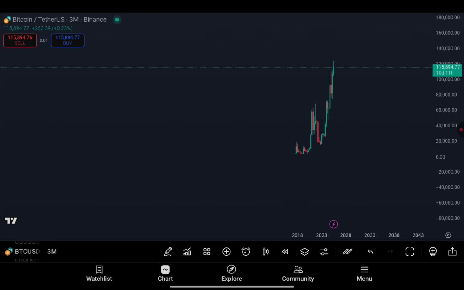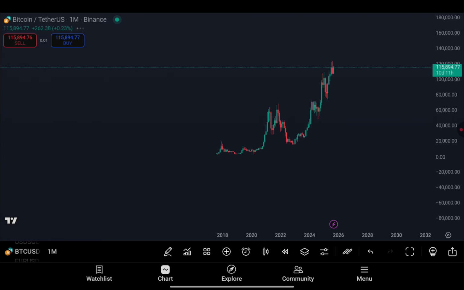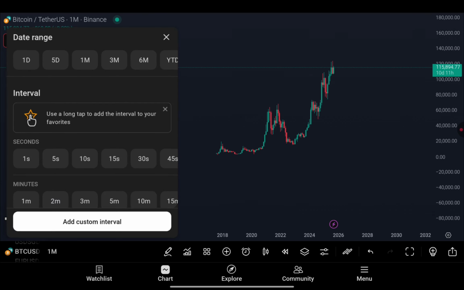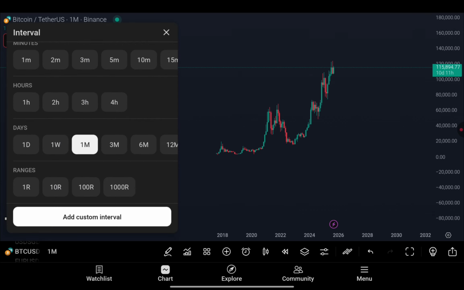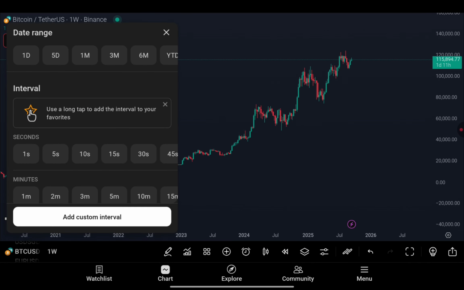Because now you started seeing the pattern forming. You started seeing higher highs, higher lows, right? Go ahead and increase it more again from 3 months to 1 month. And you can see it keeps on forming consistently, right? Keeps on forming. You go ahead and increase it again from 1 month to 1 week.